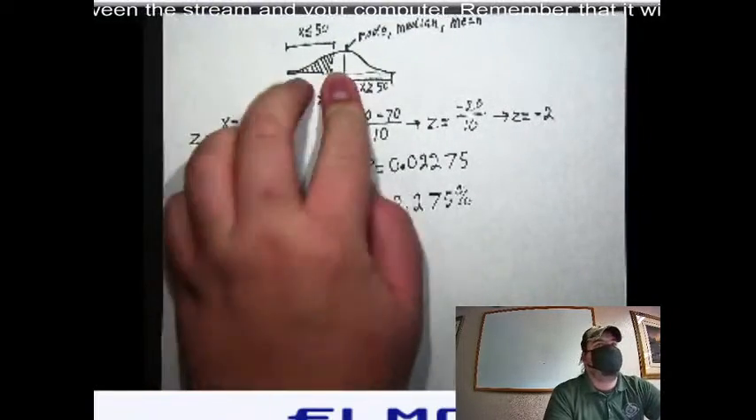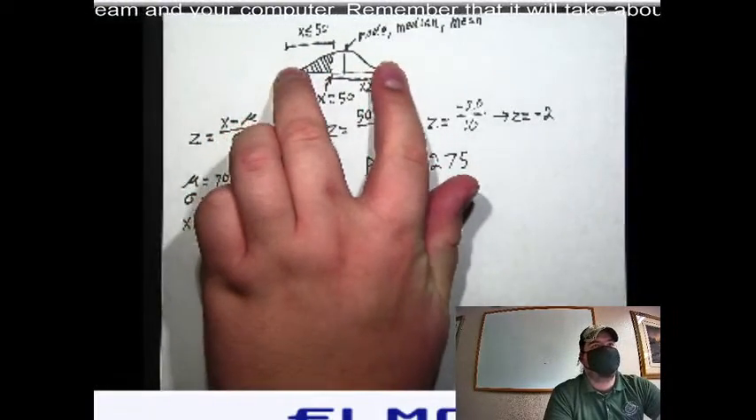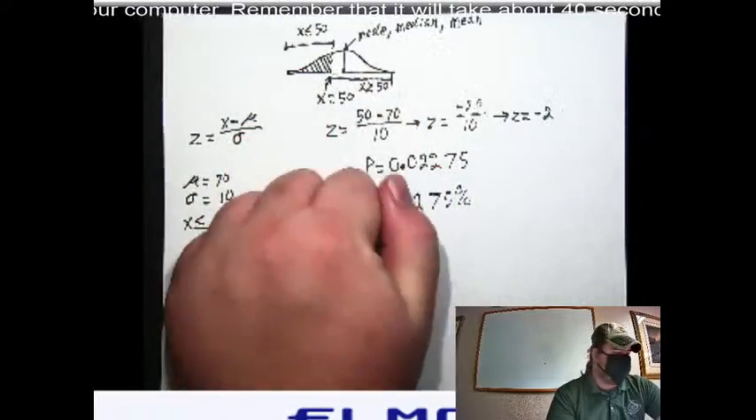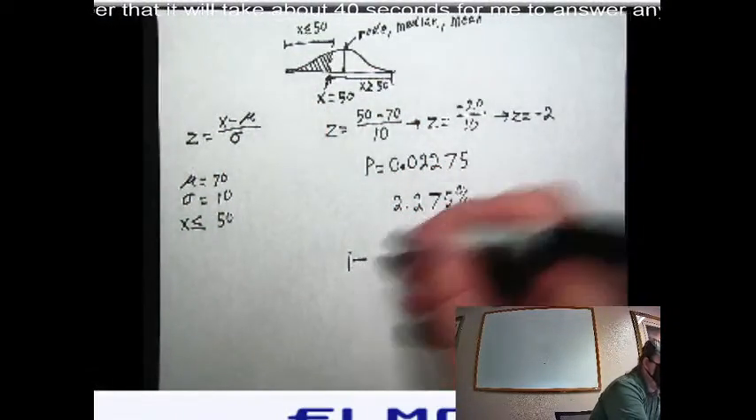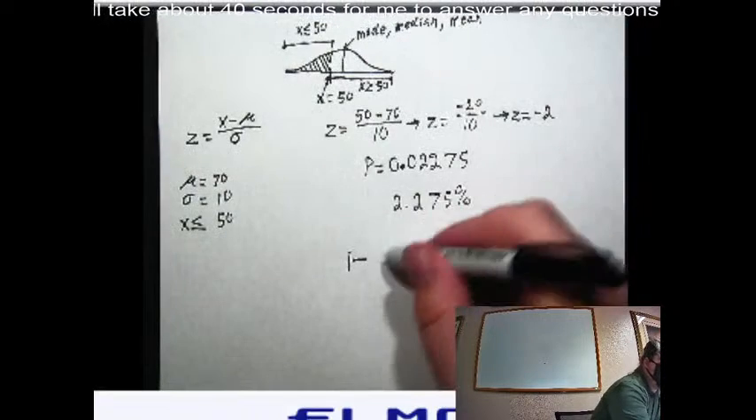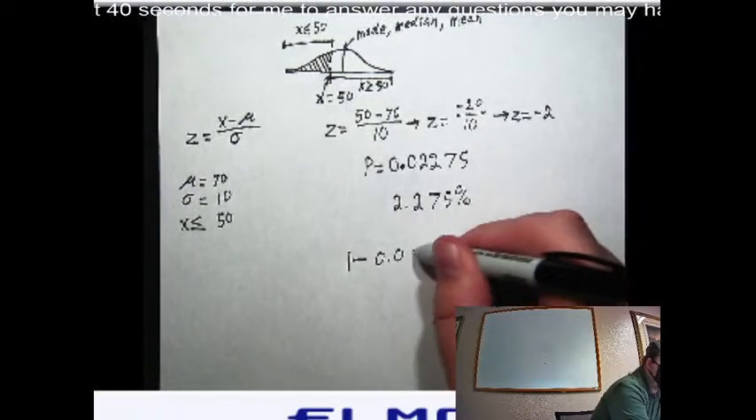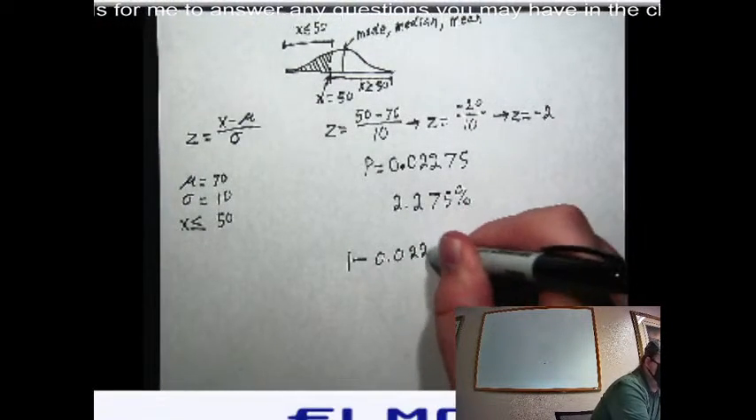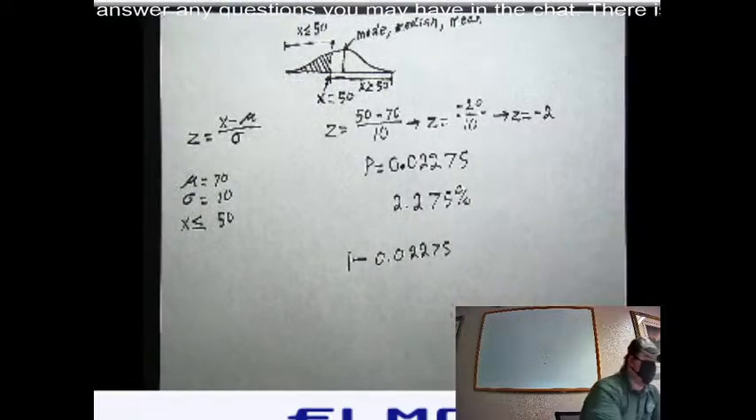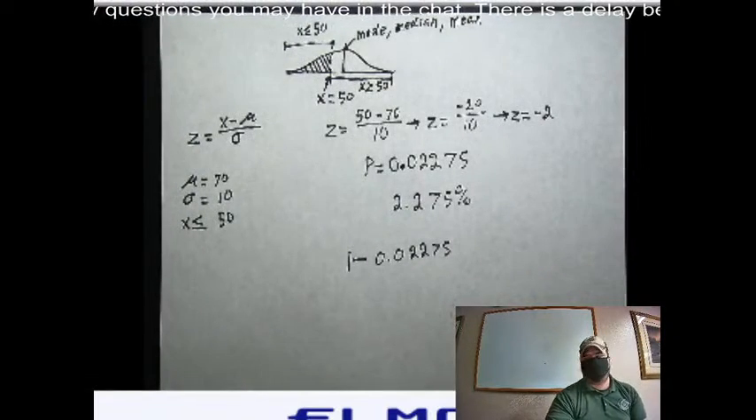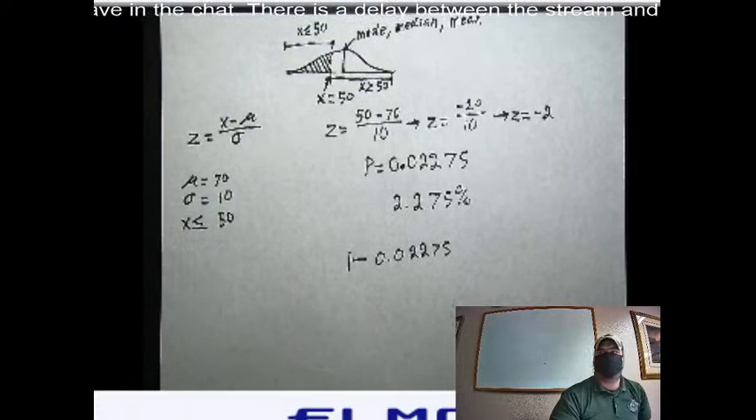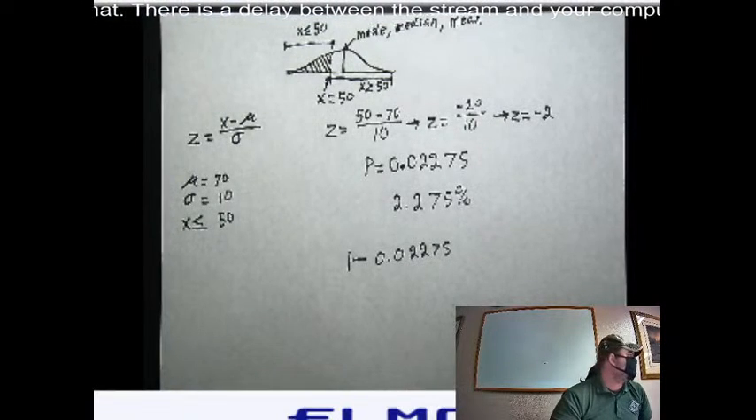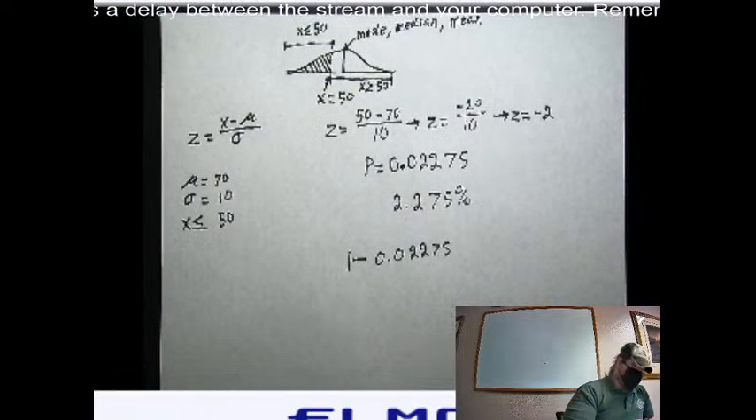So once again, if the entire thing represents a probability of 1, then we need to do 1 minus this side, which is 0.02275. Does that make sense? Any questions? Okay, so let's see what that is.